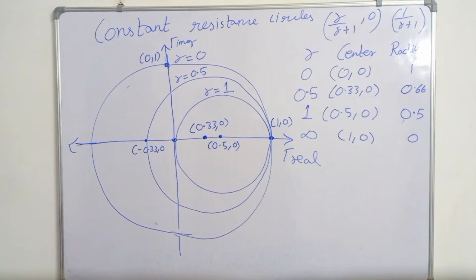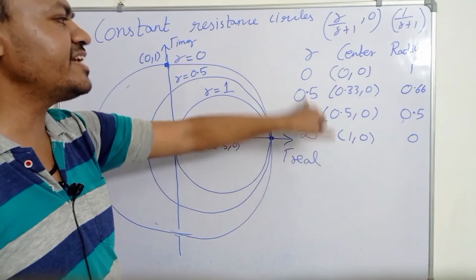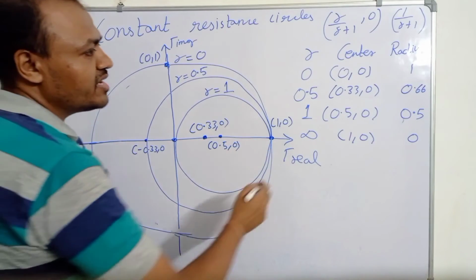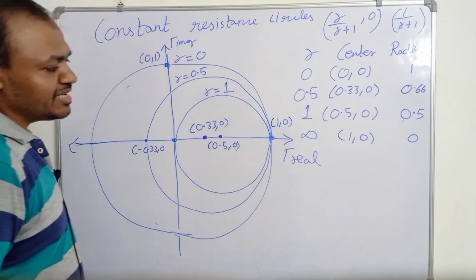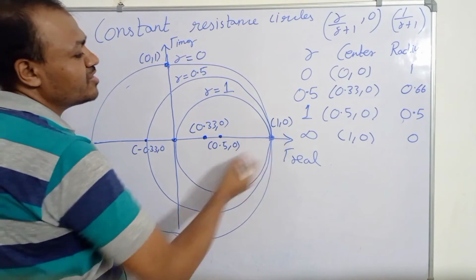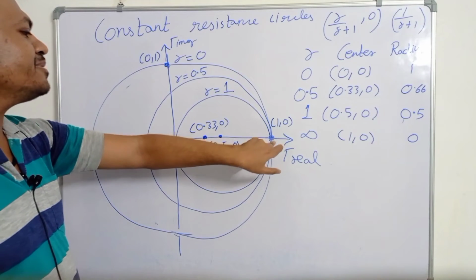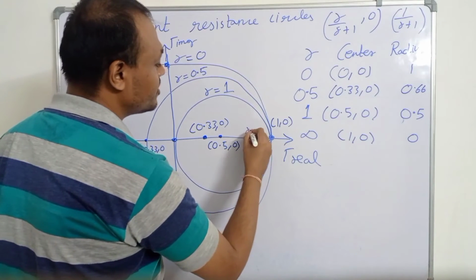So we have drawn three circles. Now for r equal to infinity, the center will be 1 comma 0 and radius will be 0. So for r equal to infinity, there will be no circle, only a point at 1 comma 0.